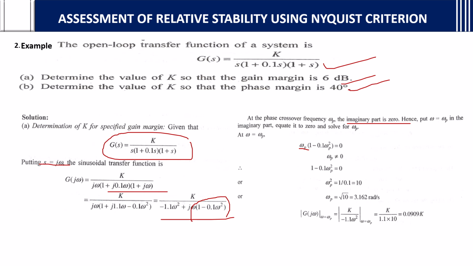We write this because we want the phase crossover frequency, where omega p is 3.162 radians per second after simplifying. Then G of j omega at omega equals omega p: the real part, by the reciprocal, is K by minus 1.1 omega square. That is K by 1.1 into omega square, that is 3.162 square, which equals 10. So you will get 0.090 K.